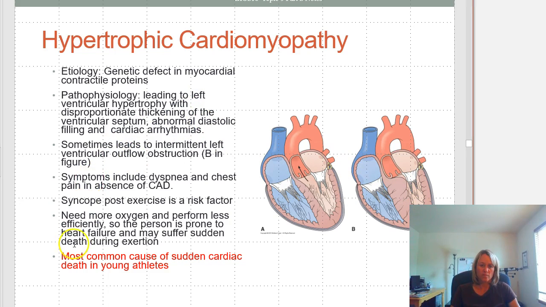Symptoms include shortness of breath, chest pain in the absence of coronary artery disease, syncope or fainting post-exercise is a risk factor. So often young people that pass out right after exercise might be looked at for this condition. So with this condition, you need more oxygen, and the heart performs less efficiently. This causes the patient to be more prone to heart failure and sudden cardiac death with exertion. This is the most common cause of sudden cardiac death in young athletes.